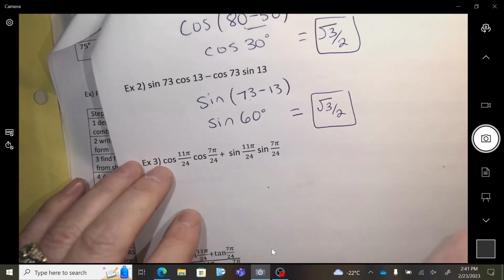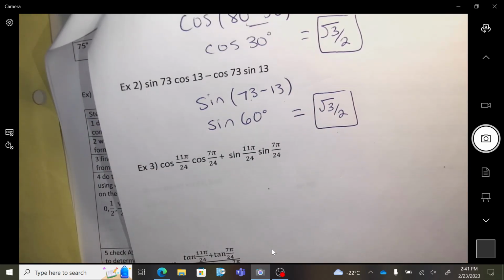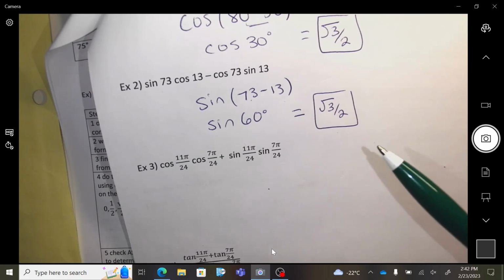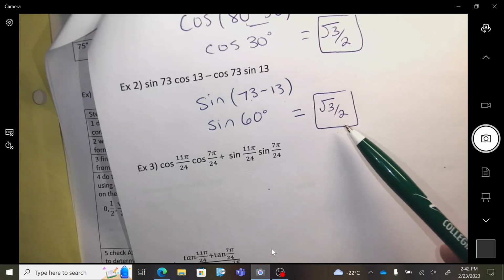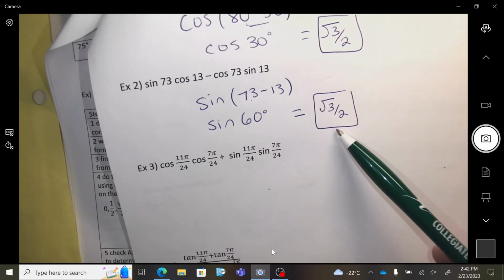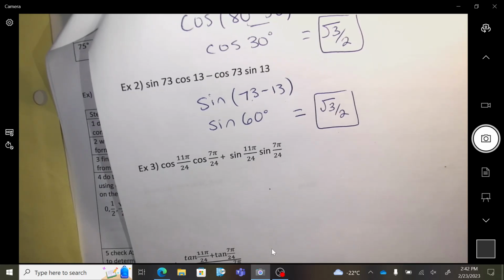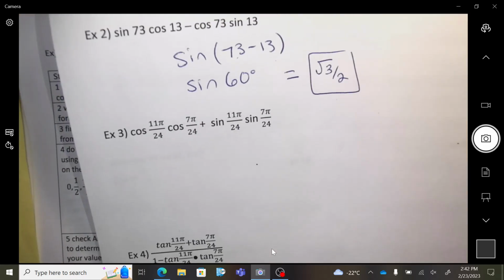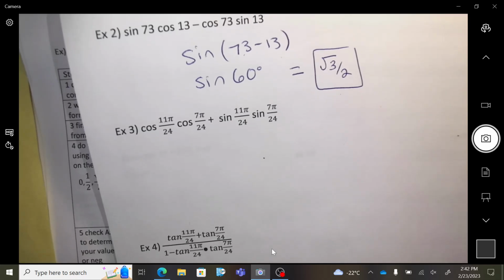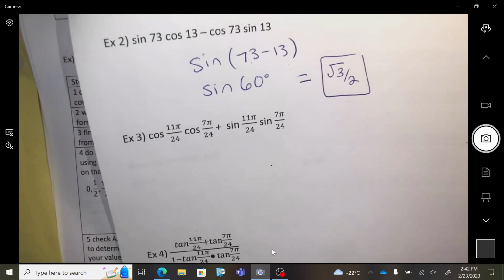Now the next one is fractions. Just the trig values. Do fractions scare you? We're going to do a fraction. Yeah, why can't we just have nice whole numbers? Like 73 and 13.